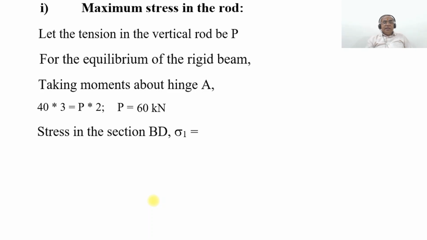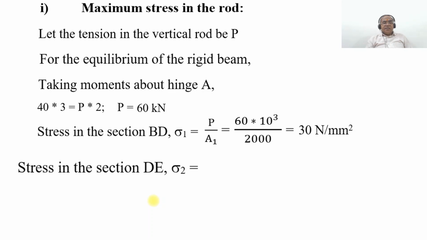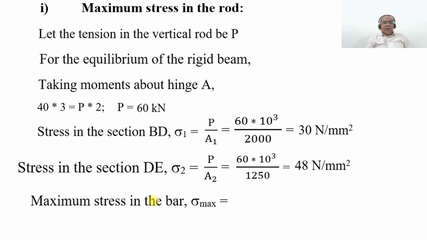What is the stress in the section BD? The stress in section BD, sigma 1, will be equal to P by A1, which is 60 into 10 to the power of 3 by 2000, equal to 30 Newton per mm square. Then the stress in section DE, sigma 2, is equal to P by A2, which is 60 into 10 to the power of 3 divided by 1250, equal to 48 Newton per mm square. Then what is the maximum stress in the bar? The maximum stress is where you have the least cross-sectional area, which is 48 Newton per mm square.